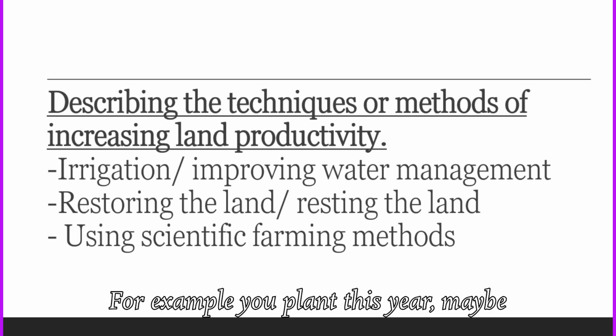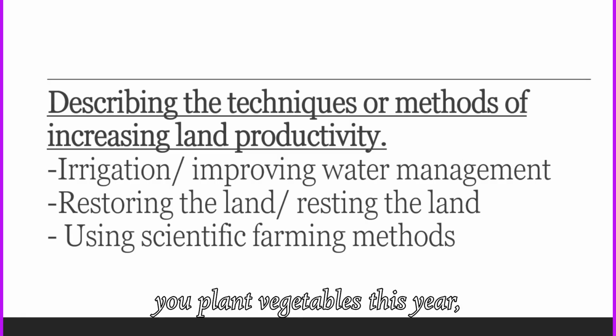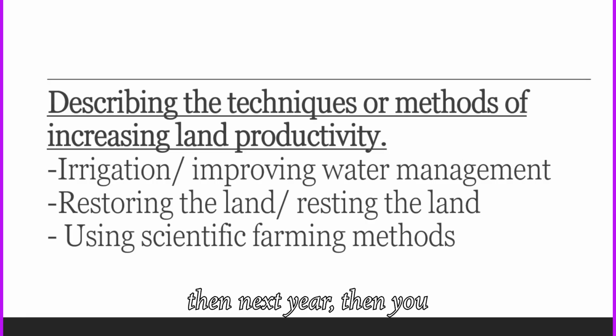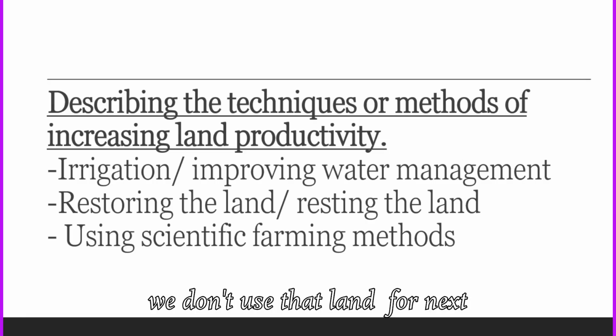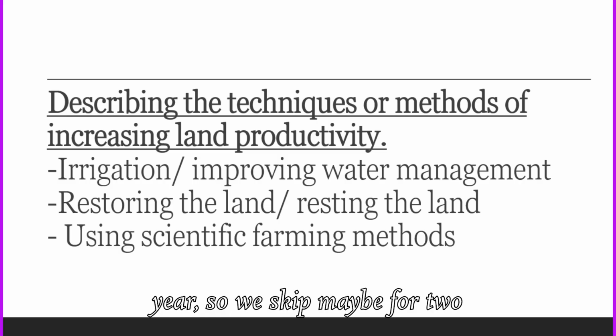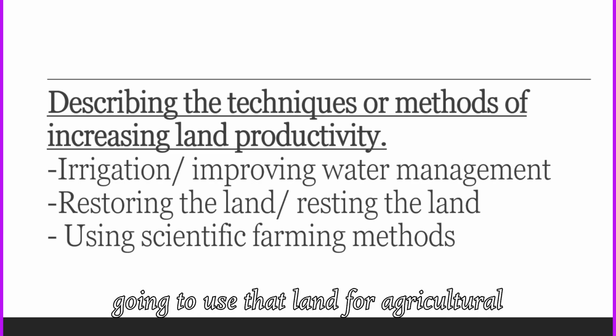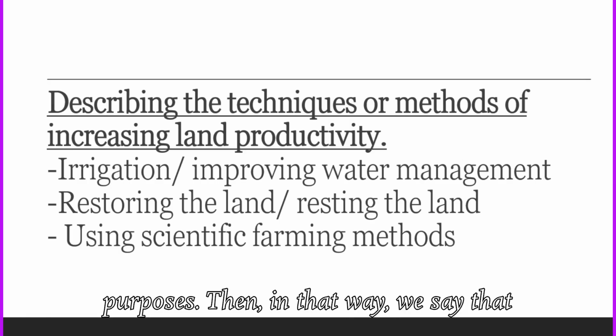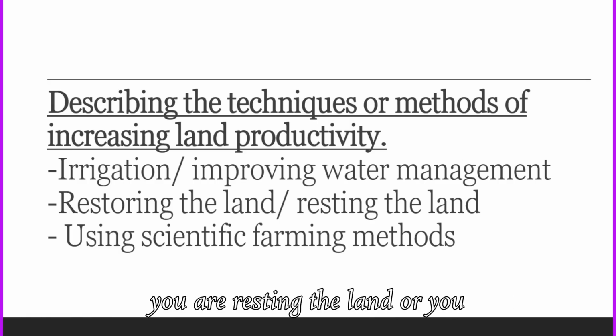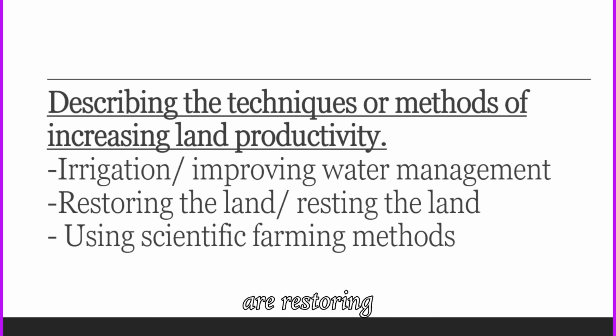You plant this year, maybe you plant vegetables this year, then next year you rest the land. We don't use that land for next year. So you skip maybe for 2 years, then after 2 years, you're going to use that land again for agricultural purposes. Then in that way, you are resting the land, or you are restoring the land.